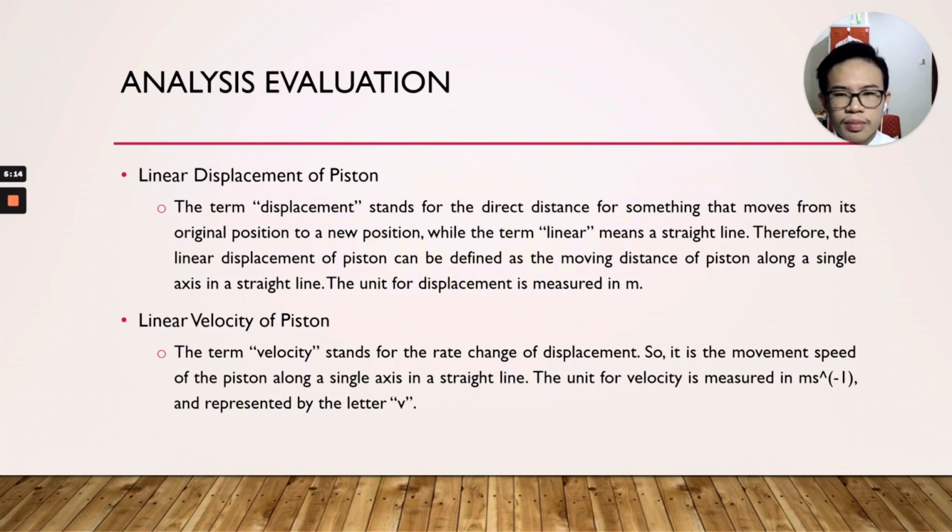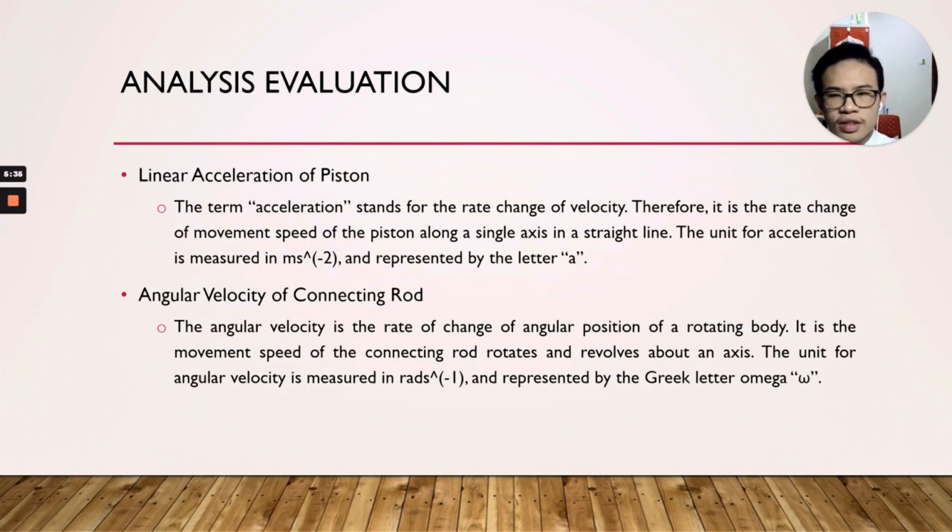The linear velocity of the piston: the term velocity stands for the rate of change of displacement, so it is the movement speed of the piston along a single axis in a straight line. The unit for velocity is measured in meters per second and represented by the letter v. And for the linear acceleration of the piston, the term acceleration stands for the rate of change of velocity.